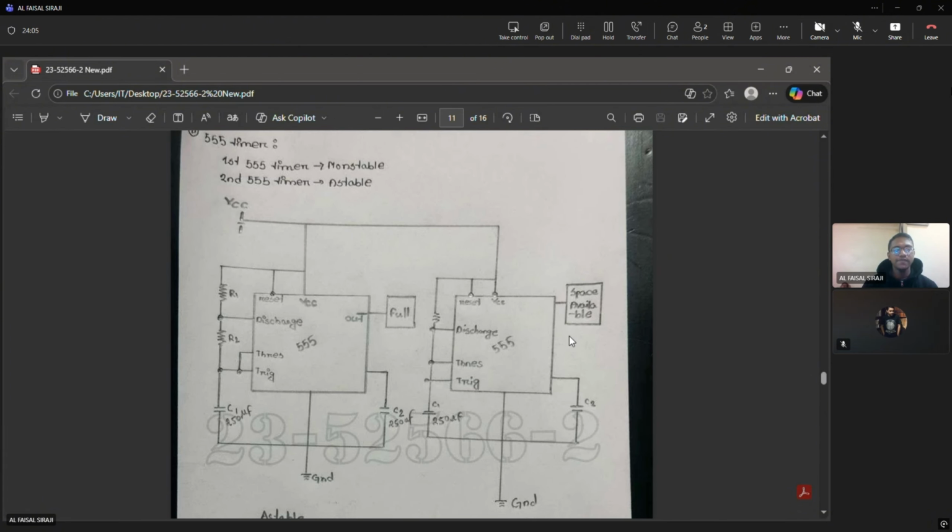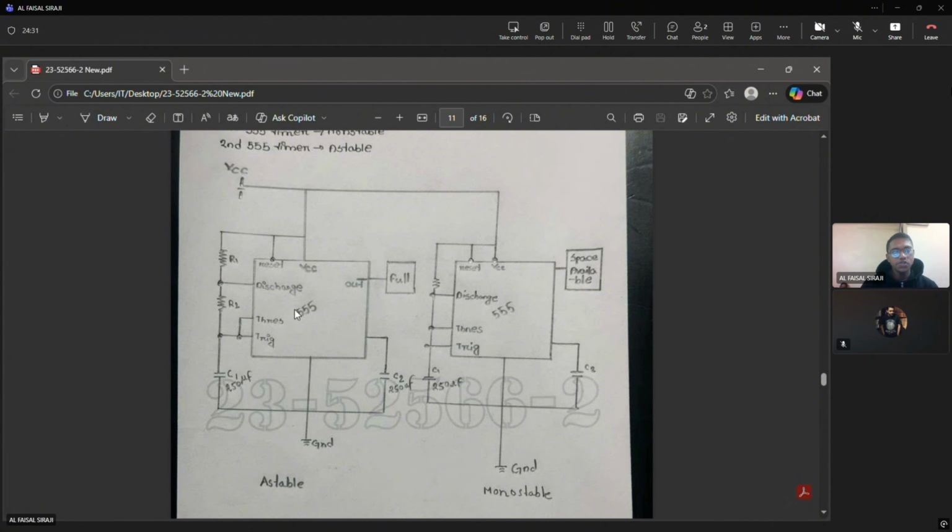This is the 555 timer. As we know, the first mode is monostable, which is displaying full, and the second mode is astable, which is displaying the space available. We have connected both VCC to the main power circuit, and there are 2 resistors for each 555 timer, and also 2 capacitors for each 555 timer.